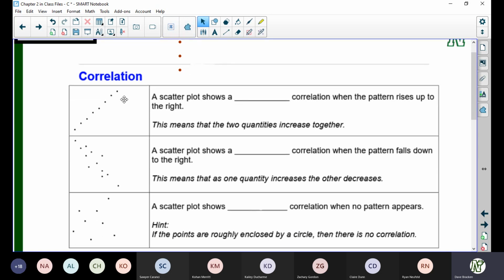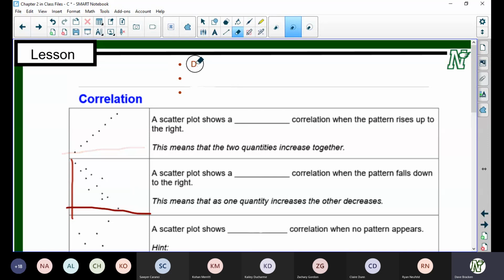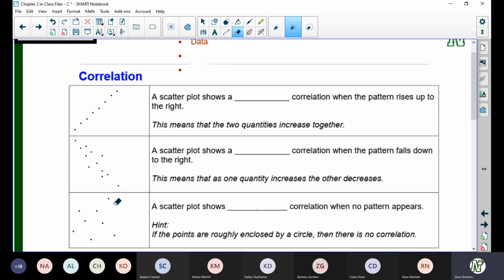When I give you these three scatter plots, I know you don't see the axes or the variables. But if you were just to see these dots, here's what I hope you know so far. If I were to ask you to describe the data, I would hope you would say the dots rise to the right, the dots fall to the right, or the dots are scattered for this one.